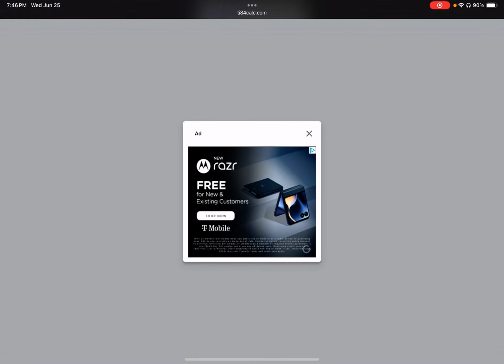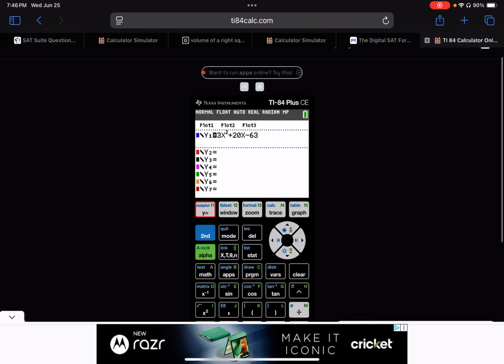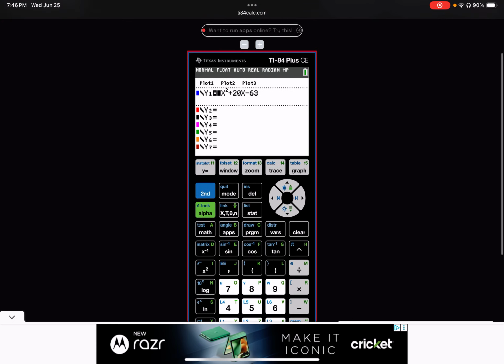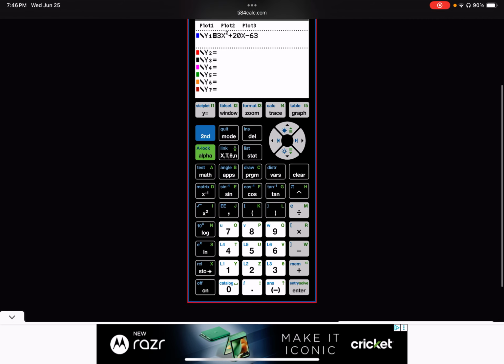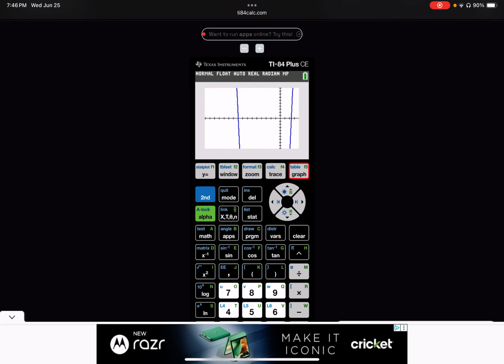So if you go to y here, you put in your function. I'm not going to spend time putting it in again, but that is your function, 3x squared plus 20x minus 63. Then you hit graph, and you could distinctly see your two solutions there, but we don't know if they're the same as the ones given, so we have to solve for x. Second trace, go to 0 because that's the solution one.